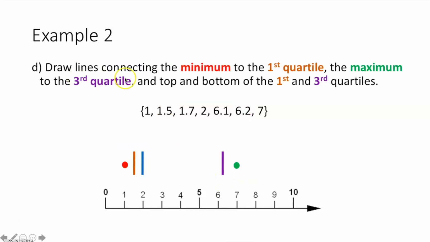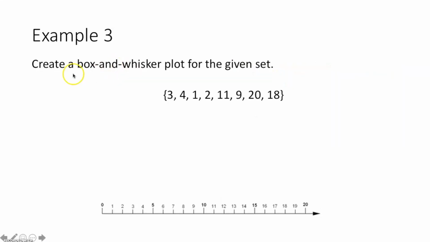We then draw lines connecting the minimum to the first quartile and the maximum to the third quartile. So draw a line connecting the minimum to the first quartile, like that, and the maximum to the third quartile, like that. Then we draw a line connecting the top and bottom of the first and third quartiles. So top of the first quartile to the third quartile, bottom of the first quartile to the third quartile. And look at that, we have successfully created a box and whisker plot. Boom, done.